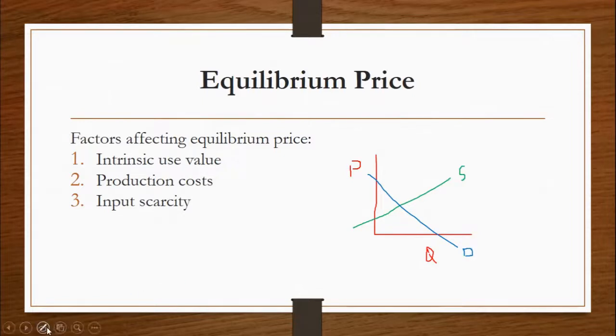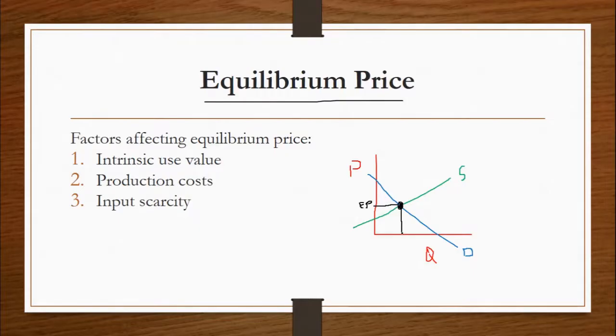Now, the point where your supply and demand meet, that is your equilibrium price. So the equilibrium price is here, your EP, equilibrium price, and then the same would go for your quantity, right? So that is how you determine your equilibrium price.